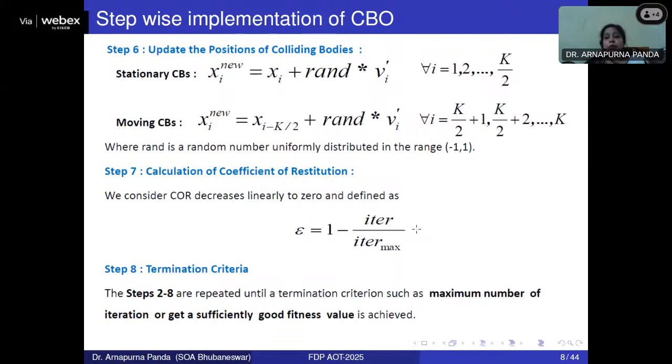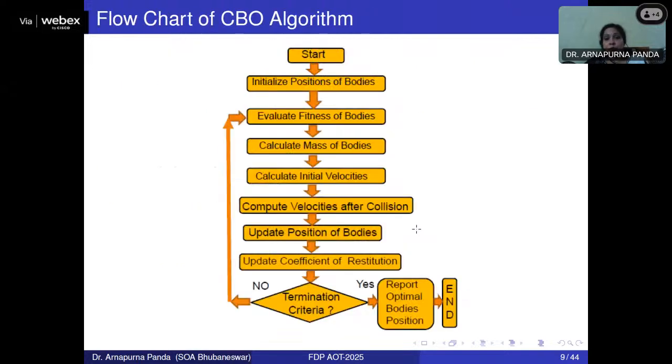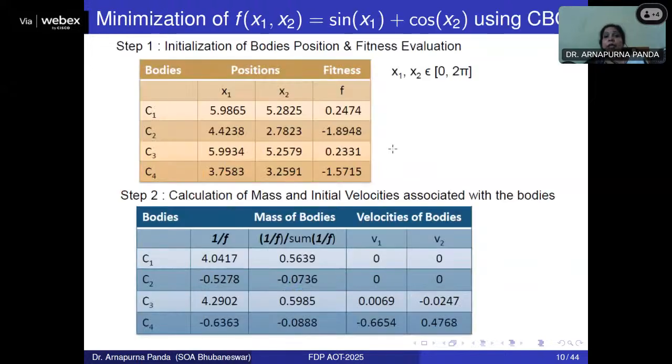So we continue this procedure until we find a good fitness value. So this is the flowchart of the colliding body optimization. We use this problem: minimization of f(x1, x2) = sin x1 + cos x2 using colliding body optimization. First we have to consider four bodies C1, C2, C3, C4. We have to consider the positions x1, x2 for all the bodies.